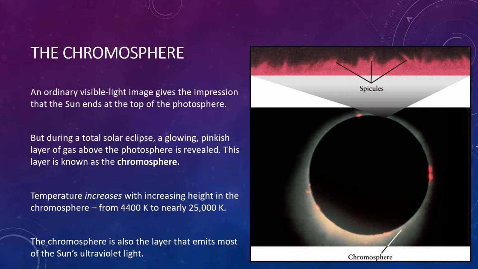Analysis of the chromospheric spectrum shows that temperature increases with increasing height in the chromosphere. In other words, the further away you get from the sun in this layer, the hotter it gets. This trend is just the opposite of the situation in the photosphere, where temperatures decrease with height. The temperature is about 4,400 degrees Kelvin at the top of the photosphere. 2,000 kilometers higher, at the top of the chromosphere, it's actually 25,000 degrees Kelvin.